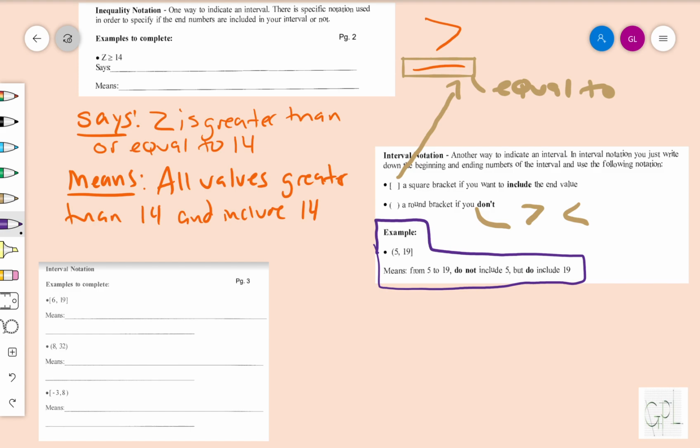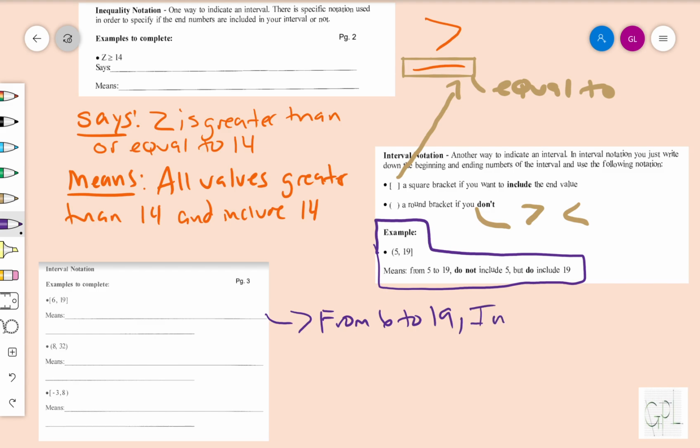Now, we don't have graphs, we don't have number lines right now to really pull this information out. But if you have interval notation, brackets and parentheses, can you at least understand what they're telling you or what they're asking you? So we're just going to do the first problem. And what this says here is from 6 to 19.